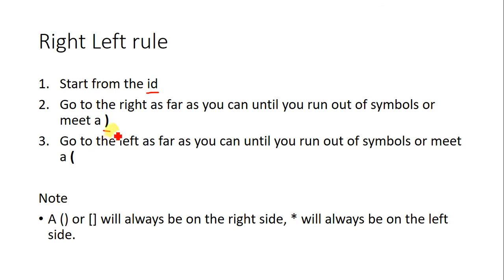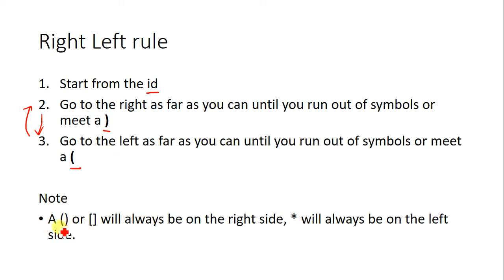And then once you hit the end of the right side, you bounce to the left, as far as you can go until you either run out of symbols or meet the left parenthesis. And you repeat 2 and 3. So you go back and forth between 2 and 3 until you are done. So this is the rule. The rule is fairly simple.